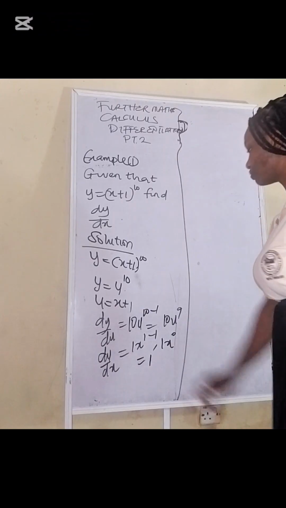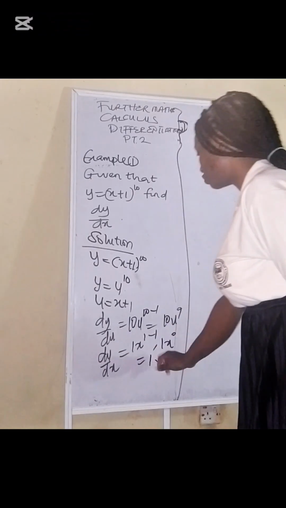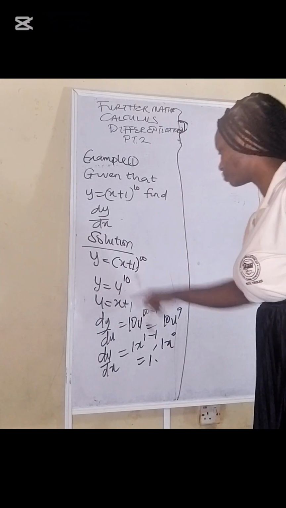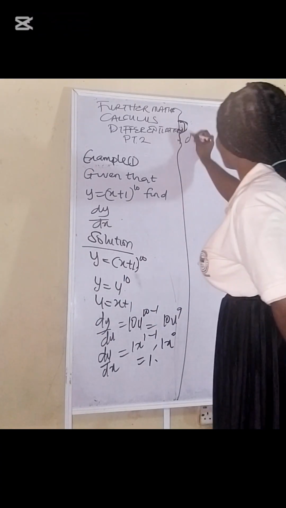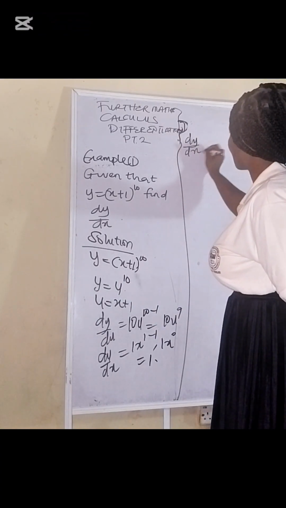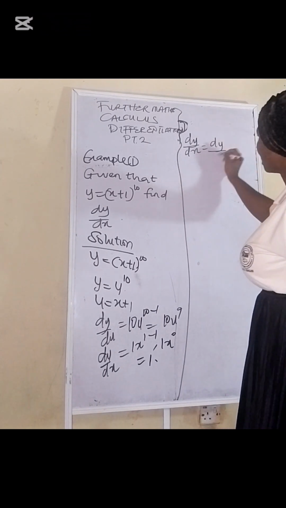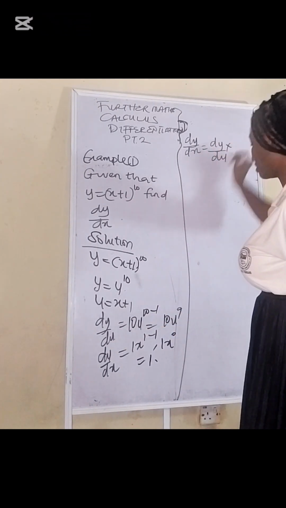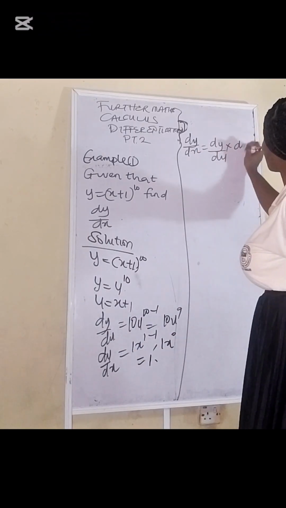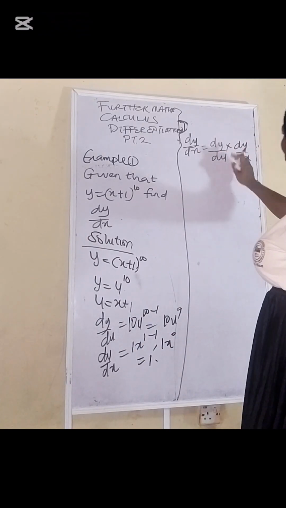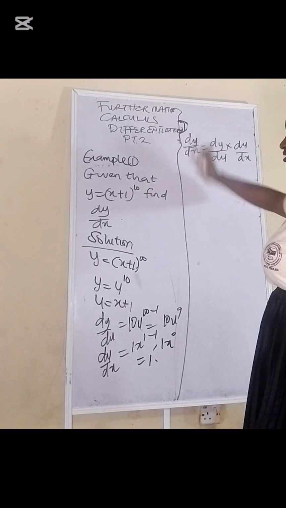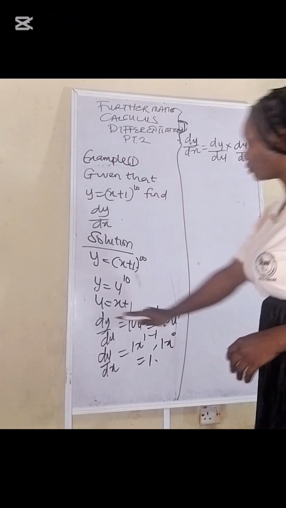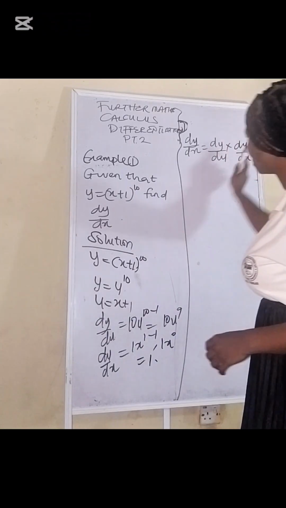And what is dy/dx? du/dx is 1, and dy/du is this. So what is our dy/dx now? dy/dx will now be dy/du times du/dx. If you cancel the du, you have dy/dx. So that is how to get it: dy/dx equals dy/du times du/dx.